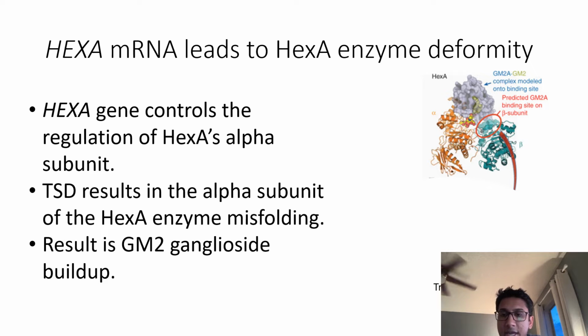So right here we have the enzyme that helps break down GM2 gangliosides. We have the alpha subunit and the beta subunit. The hexA gene controls the formation and folding of the hexA alpha subunit on the left. So what happens in Tay-Sachs disease is that the alpha subunit on the left gets misfolded, it can't function properly, and then we get that buildup of GM2 gangliosides.